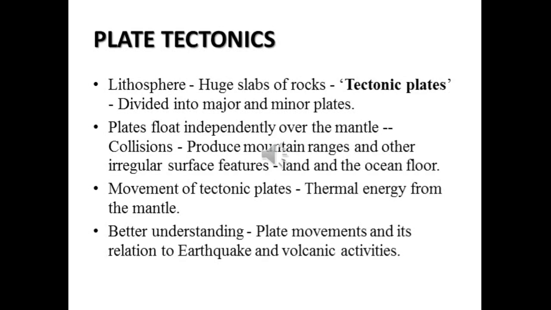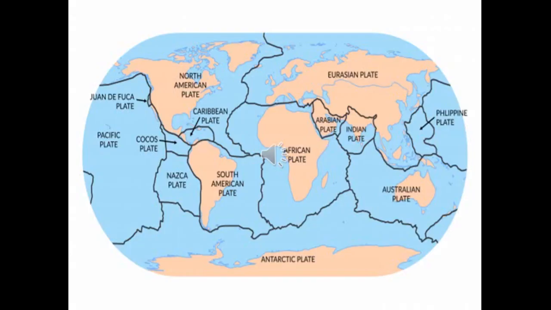So let us see the types of plate boundaries. This picture shows the different types of plates. The earth is divided into several plates like this. There are large plates and also small plates. A few small plates are the Philippine plate, Arabian plate, Indian plate, Nazca plate, Caribbean plate, etc. But the African plate, Eurasian plate, Australian plate and Pacific plate are big plates. So they are large plates.